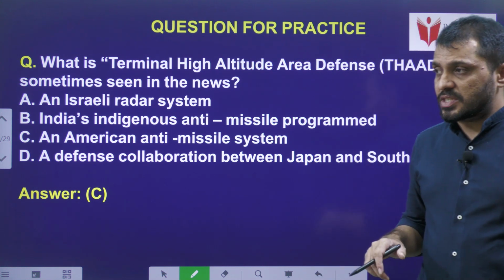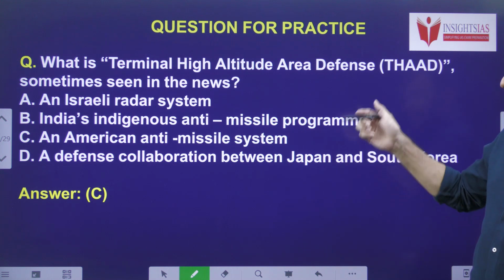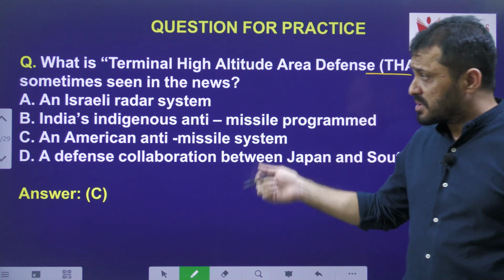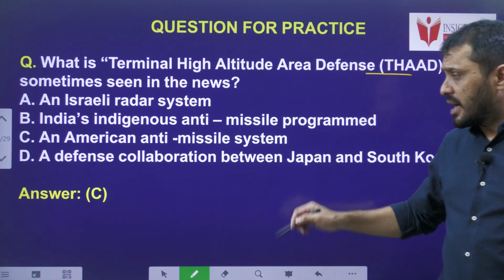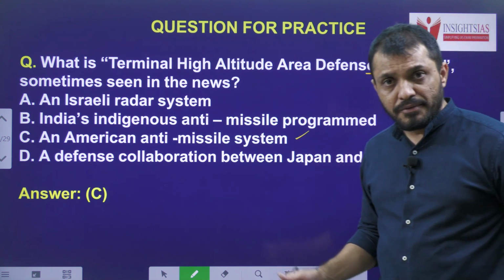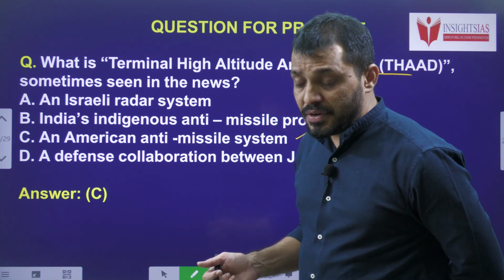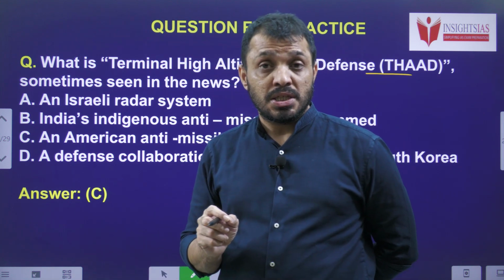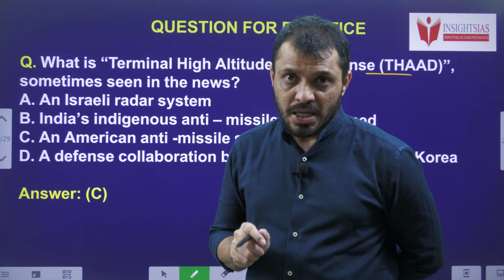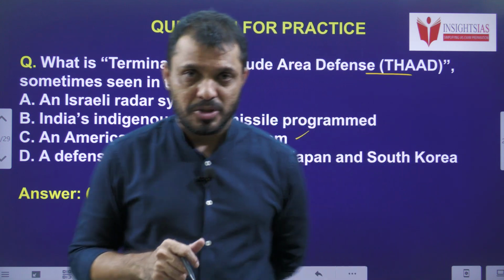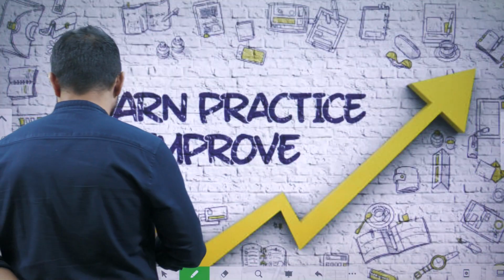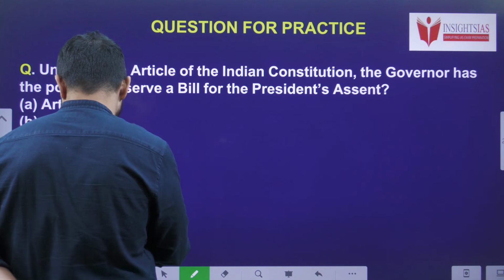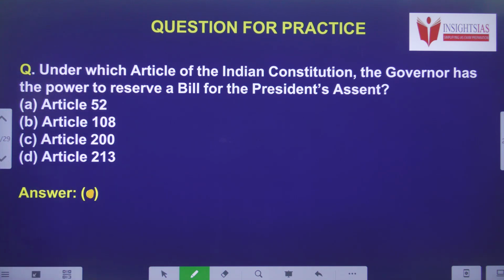Now, let's see yesterday's video question. What is Terminal High Altitude Area Defense? Sometimes in the news, it is related to the American anti-missile system. We discussed this because yesterday we discussed the nuclear powered cruise missile developed by Russia. In that context, we framed this MCQ. Now we will see today's MCQ. Today's video MCQ: under which article of the Indian Constitution does the governor have the power to reserve a bill for the president's assent? Under which article? Pick the right one.